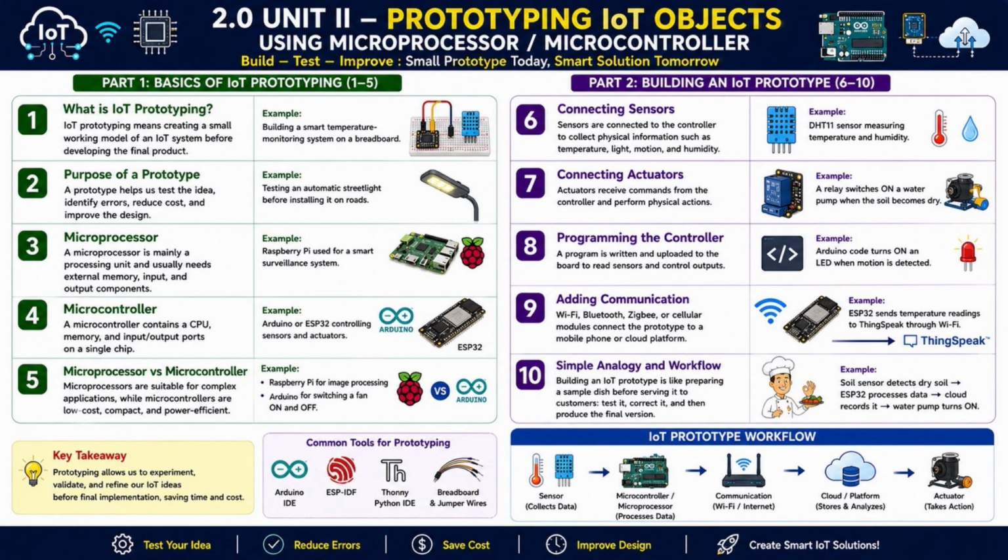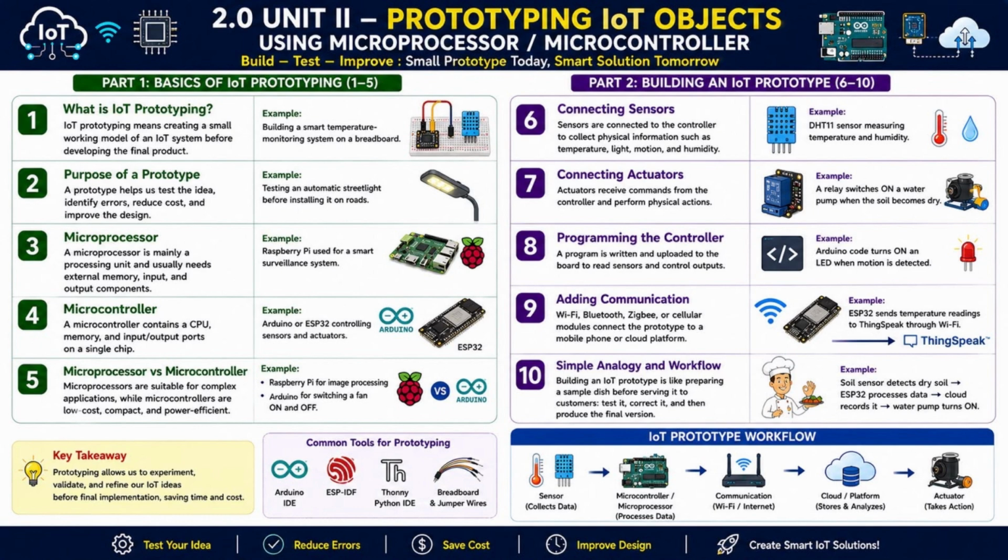Next, seventh point. How to connect actuators? Actuators receive commands from the controller and perform physical actions. What is the example, sir? A relay switches on a water pump whenever soil becomes dry. That is needed. Am I correct?